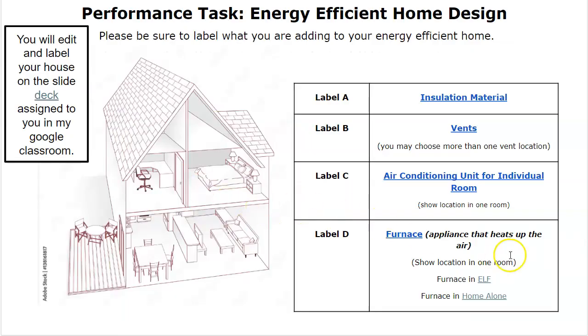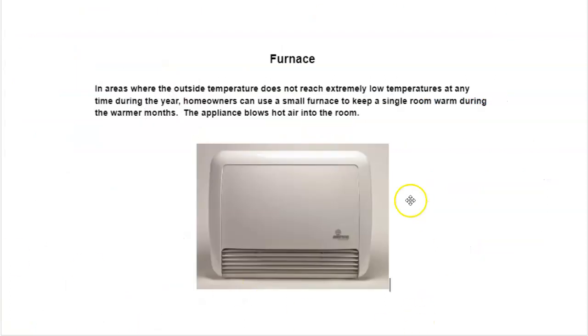And last but not least is a furnace. A lot of us aren't very aware of where we might see a furnace. Whenever you access this resource, you can click on the link here for Elf or Home Alone. Those are a couple examples of a furnace inside of a movie, but these are used to heat your homes. They can be large units as well, like your air conditioning units, or they can be smaller units that look like this that you can put in one individual room, and they can heat up that room so that it doesn't get too cold during those winter months.